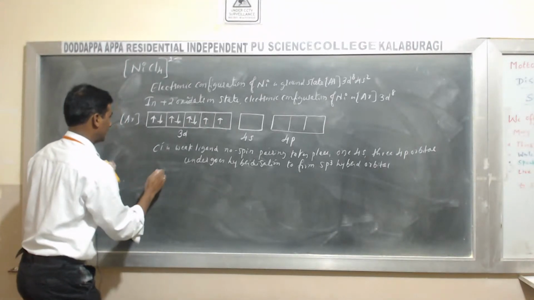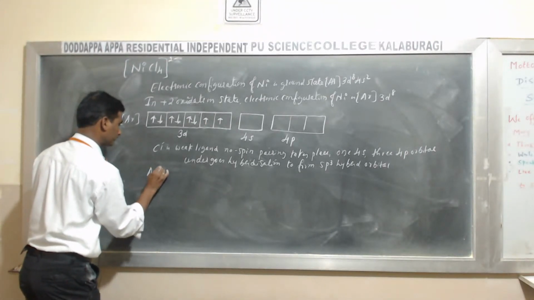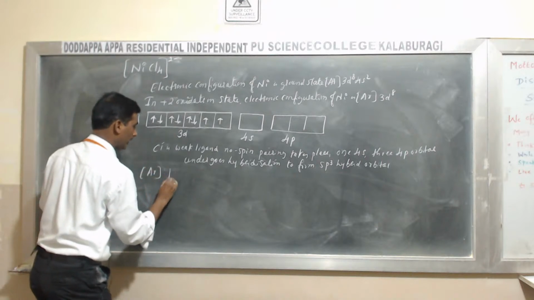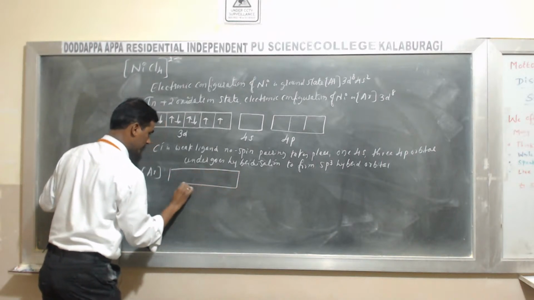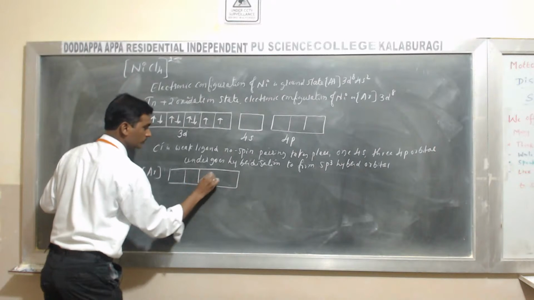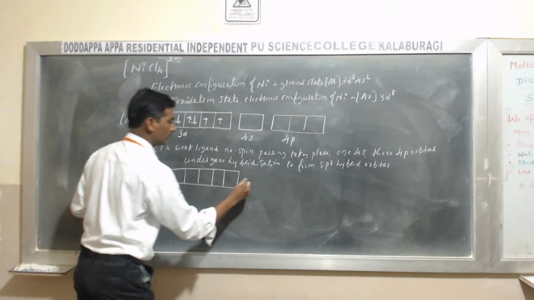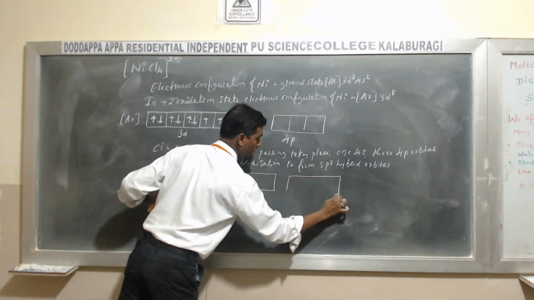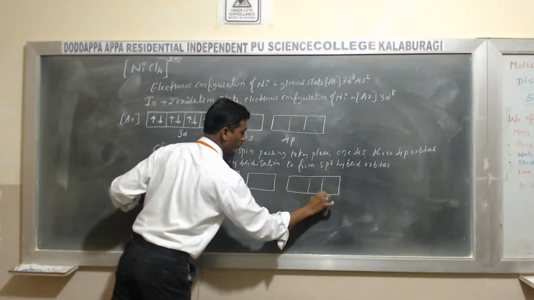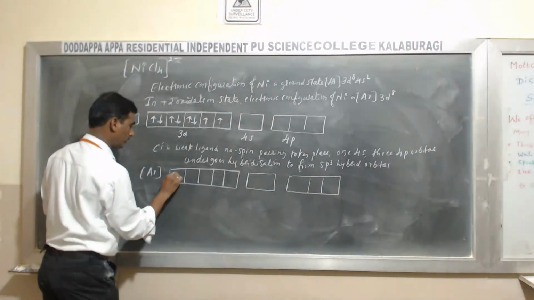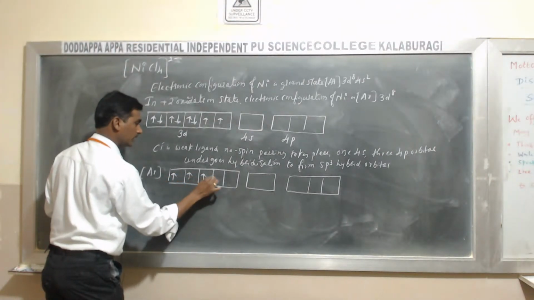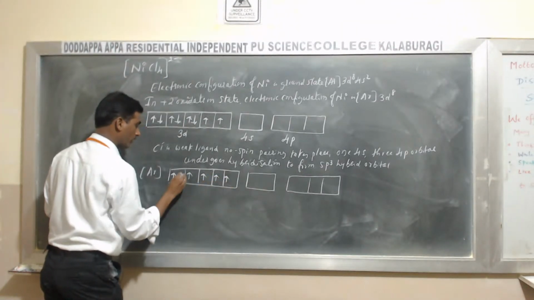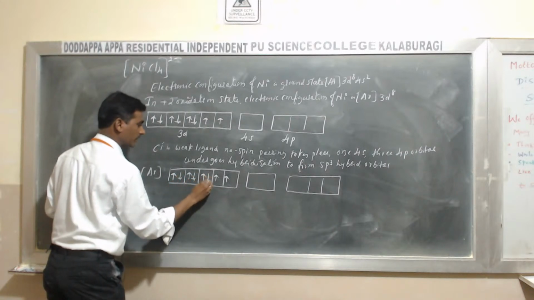Okay, I can write here the same argon. This is the d orbital, 1, 2, 3, 4, 5. Next is 4s. Next I can write 4p. This is 4p, 1, 2, 3, 4, 5, 6, 7 and 8.